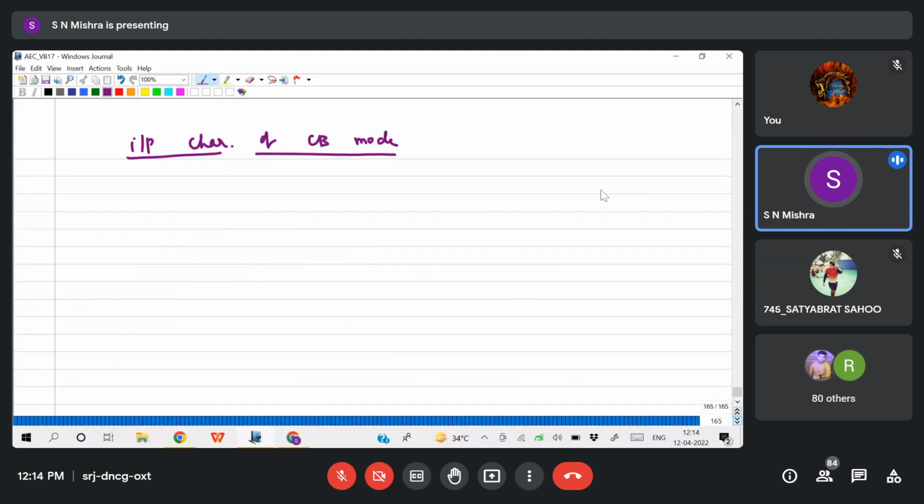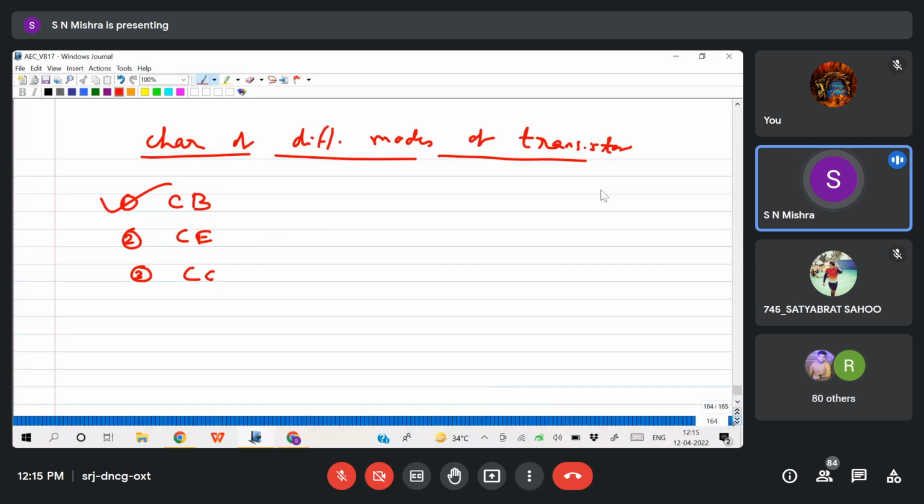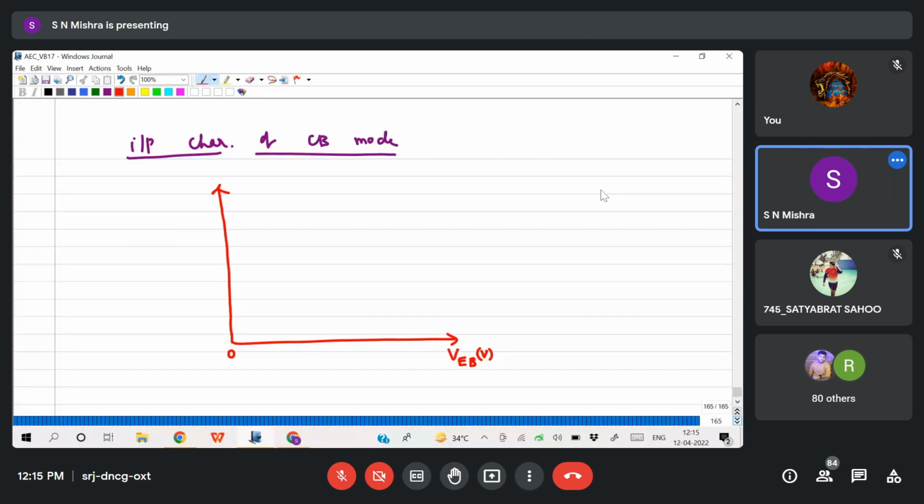So let us first plot the x-axis and y-axis. This is my x-axis, y-axis, and this is 0. On the x-axis I'll take VEB. See here, the emitter is positive, the base is negative, plus minus. So the emitter potential is higher compared to the base. That's why I have taken VEB on the positive side, and on the y-axis what I want to measure is the emitter current IE.